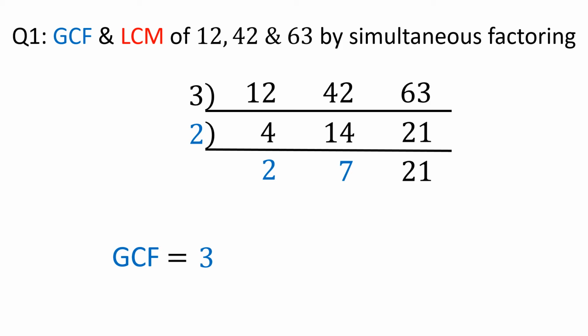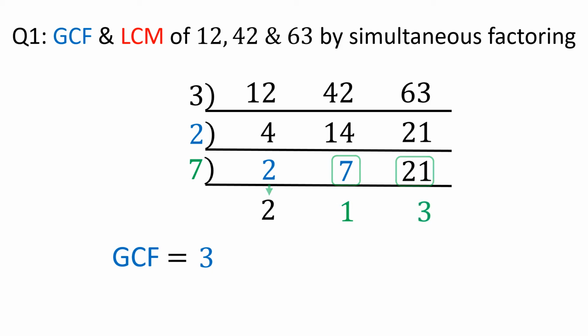If you take a look at 7 and 21, there's a common factor 7, so we can divide them by 7. Nothing changes for 2. 7 divided by 7 is 1, and 21 divided by 7 is 3. We now have 2, 1, and 3. Since there is no common factor for any two whole numbers, we stop factoring.